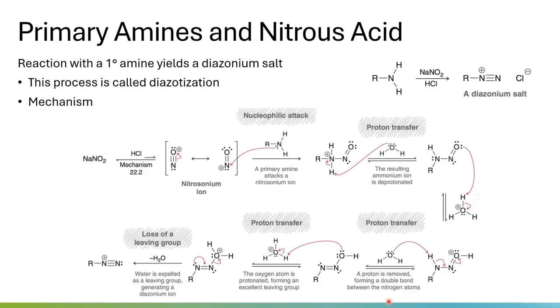A third proton transfer. The oxygen atom is protonated, forming an excellent leaving group. Loss of a leaving group. Water is expelled as a leaving group, generating the diazonium ion.